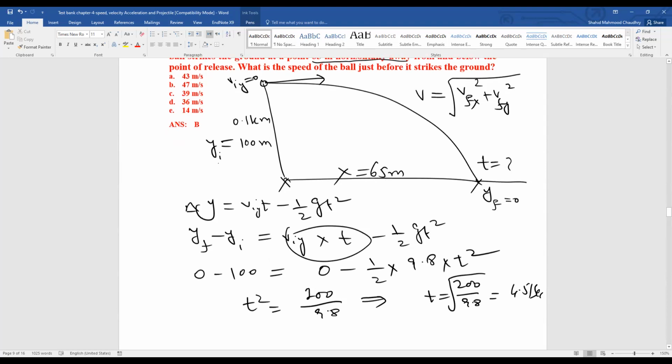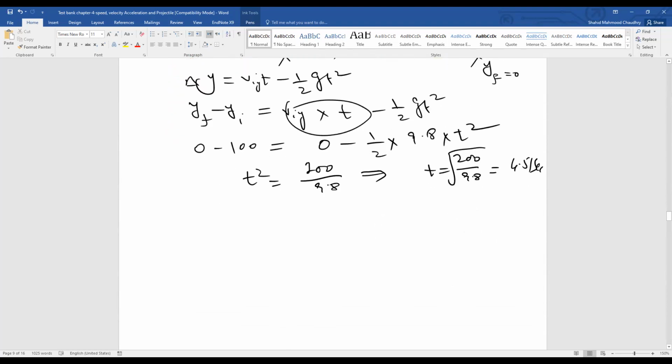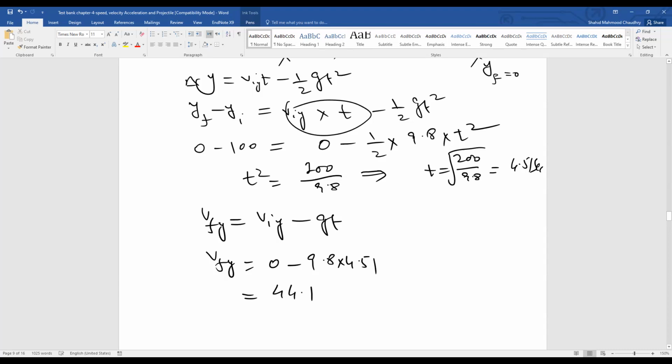Okay. Now we have a time value. We want to find the Vf of x and Vf of y. So Vf of y will be Vi of y minus g t. Vi of y is 0, minus g, 9.8, into 4.51. So multiply this and you will get the answer of 44.1 with a negative sign.